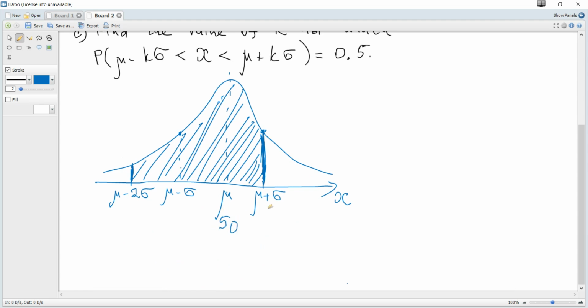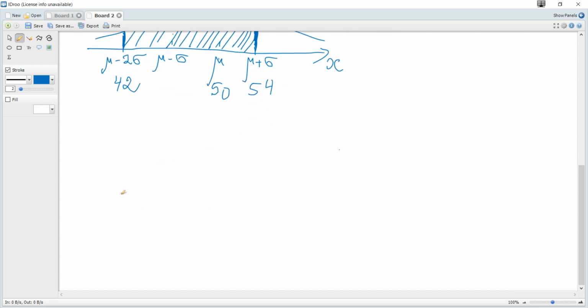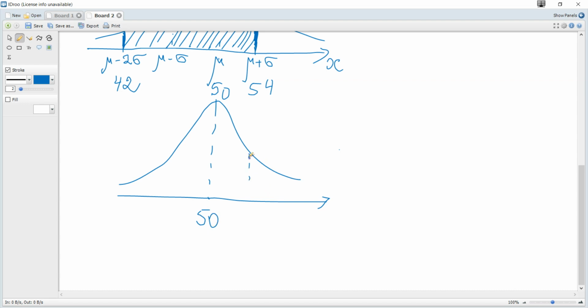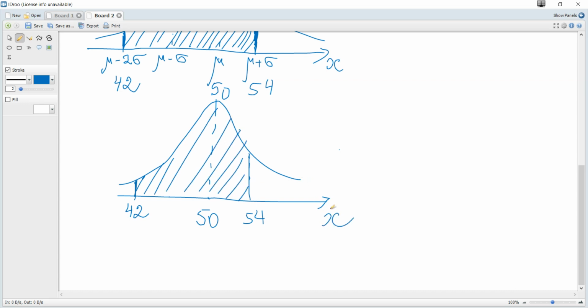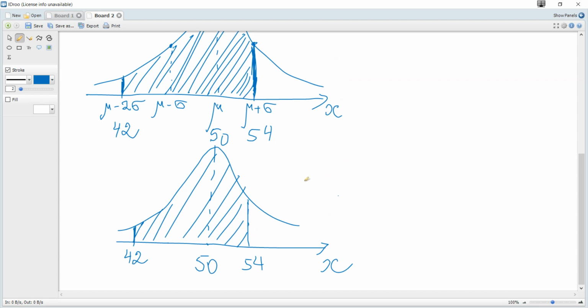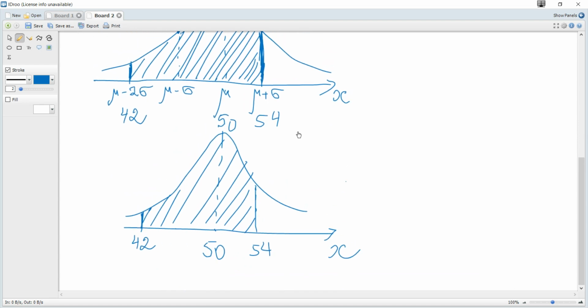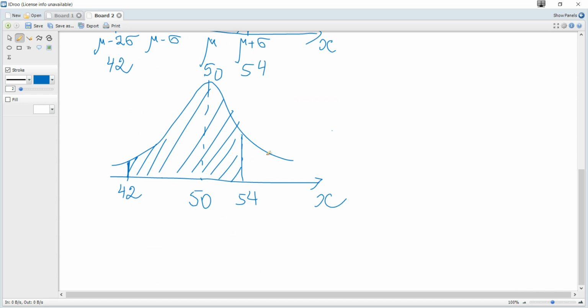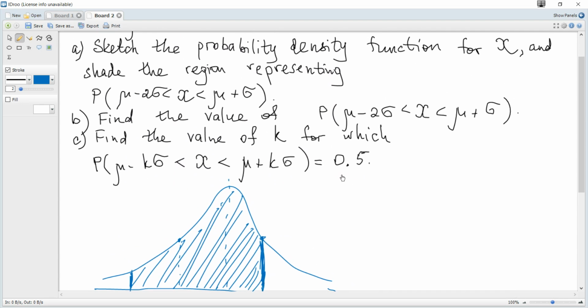So mean is 50 and 50 plus 4 is 54, and 50 minus 2 times 4 is 42. So more clear, it looks like this: 50, 54, and somewhere here 2 times larger, 42. It's mu minus 2 sigma, mu plus sigma, and it's a given region, something like this. Maybe closer to x.